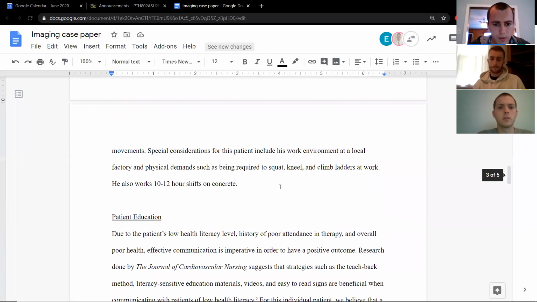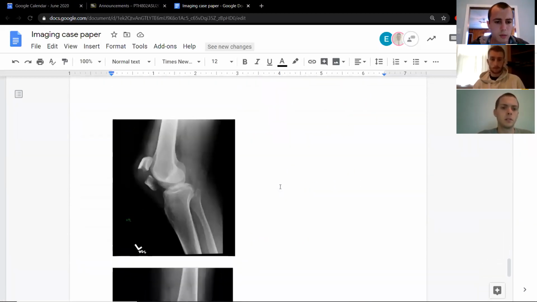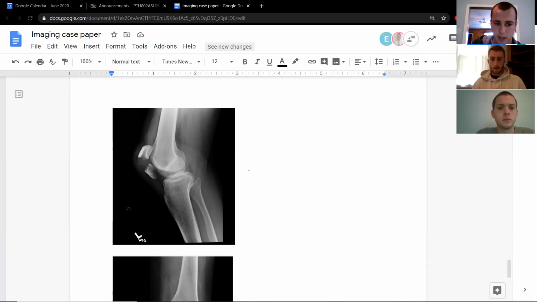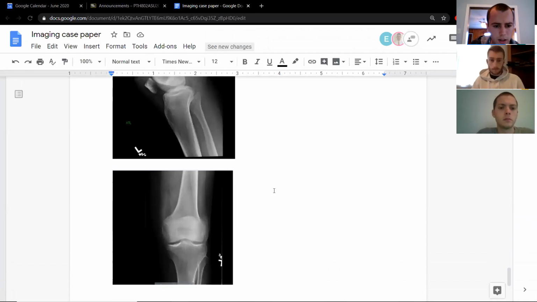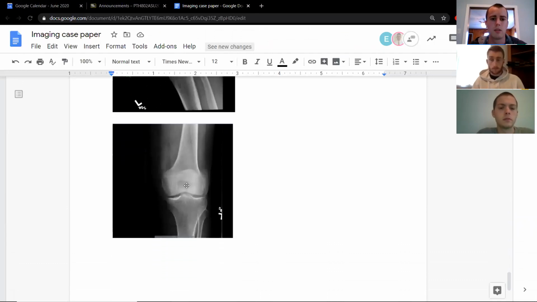And now I'll go and show you the actual radiographs themselves. So this one was a lateral view. And here you can see clearly that the patella is completely fractured through the middle, with the superior half of the patella being displaced superiorly towards the femur, and the inferior half of the patella being displaced inferiorly towards the tibia. And then here's another view from the AP.